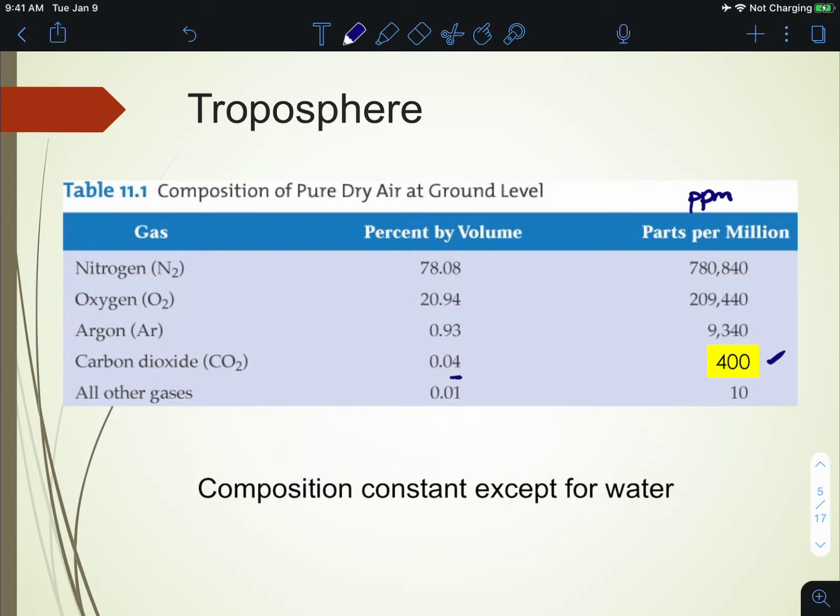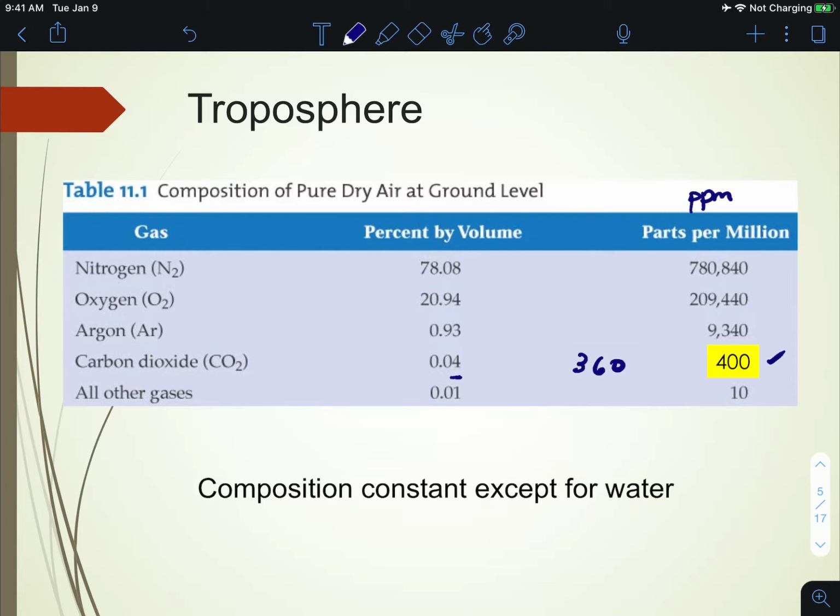Even when this table was created, which was several years old, back then it was about 360 parts per million. 10, 20 years ago, it was 360 parts per million. Now it's up about 400 parts per million in present-day concentrations.